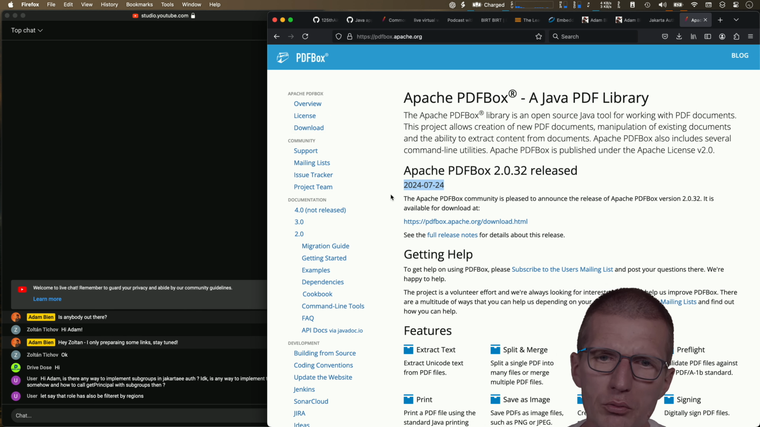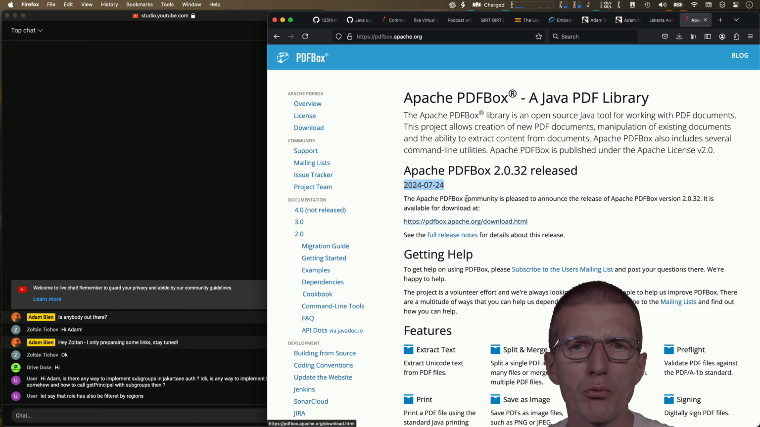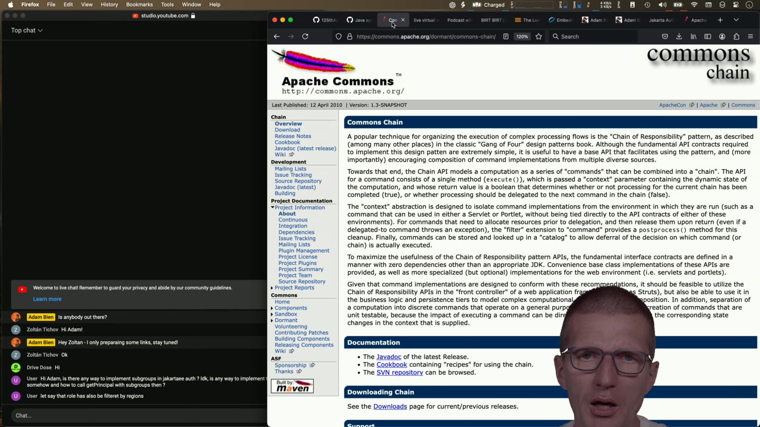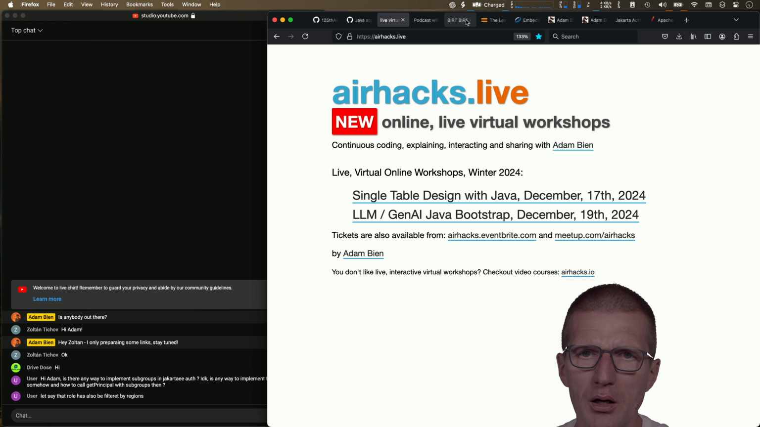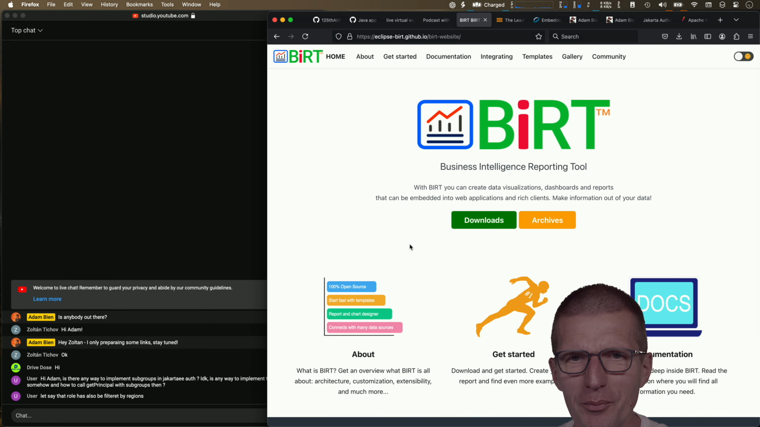Also available. So take a look at the PDFBox. I remember iText and PDFBox both were used in projects, and so this was the Apache Commons chain. This was the BIRT intelligent library and reporting library.